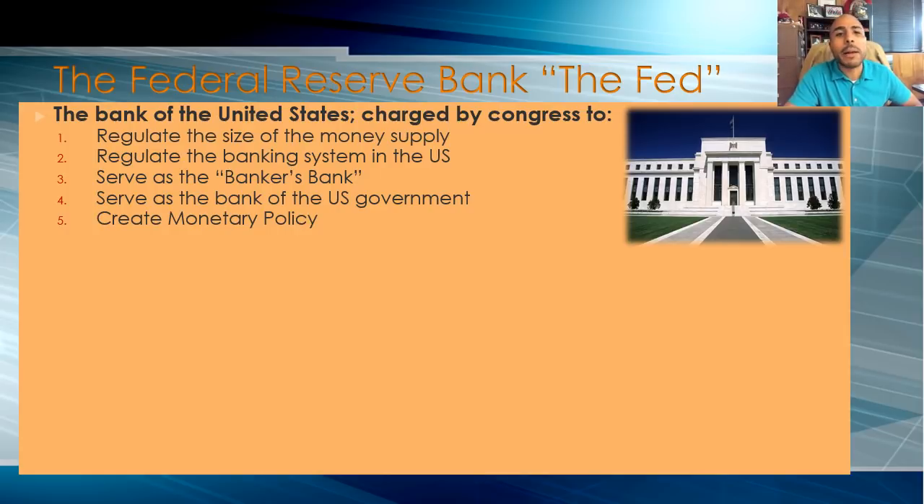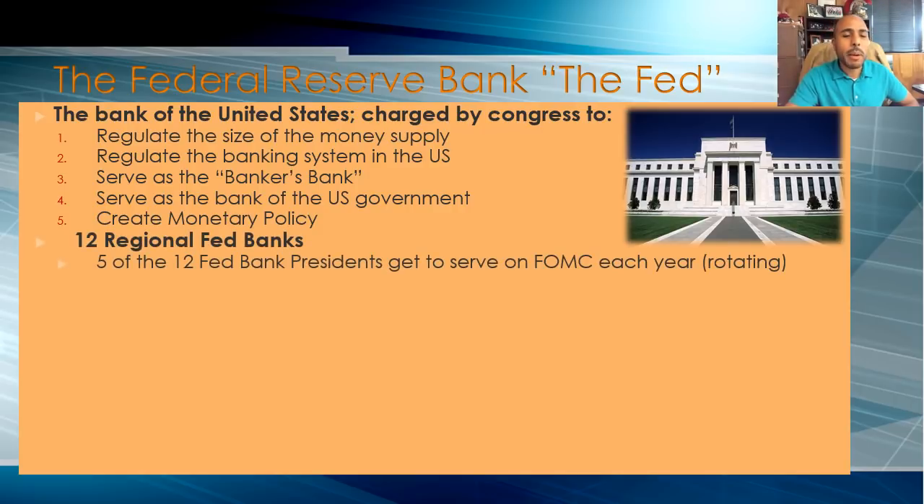The last thing, and probably the most important thing that the Fed does, is that they create what's known as monetary policy, which is stabilization policy that involves increasing or decreasing the money supply. So remember that the Fed is made up of 12 regional Fed banks. Remember, we saw that map. They're all over the country. And every year, 5 of the presidents of those Fed banks get to serve on the Fed Open Market Committee. The people who serve on the Fed Open Market Committee from the regional Fed banks rotates every year.